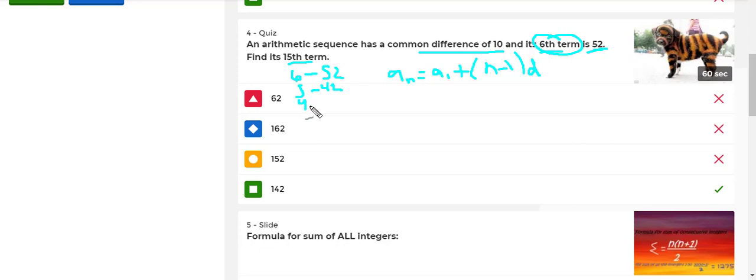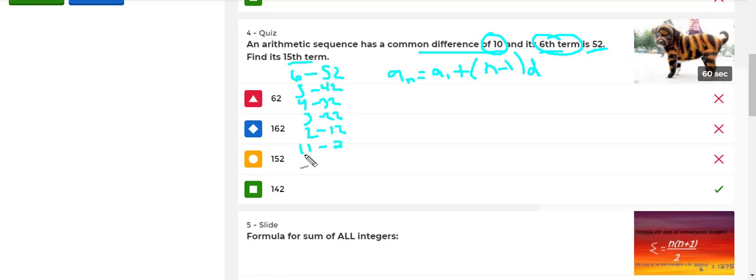4th term is 32. 3rd term is 22. The 2nd term is 12. And the 1st term is 2. Because it's a common difference of 10, that means the 6th term is 10 more than the fifth term, which is 10 more than the fourth term. Okay, you with me so far?